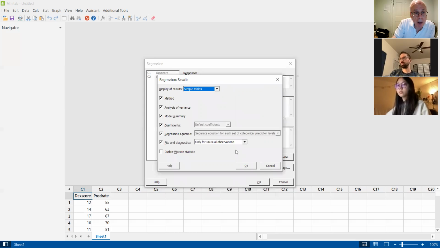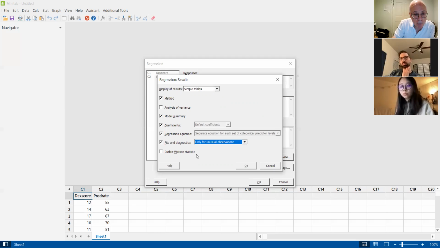Results. This is telling us what we could end up with if we wanted to. Analysis of variance, I told you we're not going to be doing that in this course, so I can unclick that. That won't show up in the output. Model summary, yeah, that would be fine. Coefficients, definitely. Regression equation, you bet. Fits and diagnostics only for unusual observations.